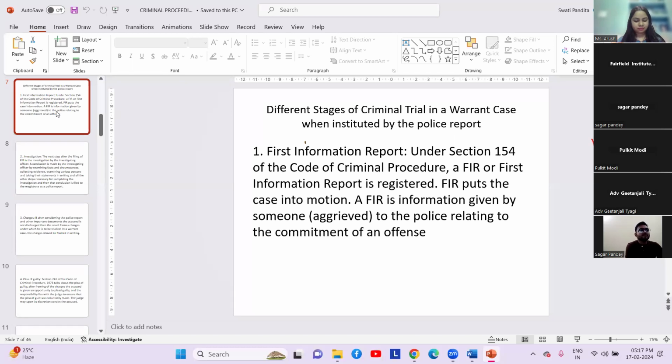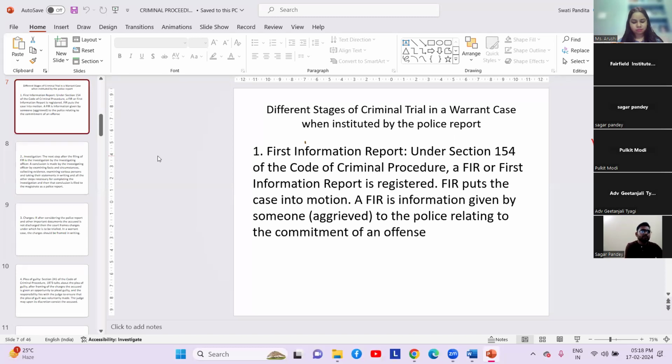So please focus. First information report, FIR. This is the first stage in a criminal trial. An FIR puts the case into motion. FIR is something given by the aggrieved person, the victim, to the police relating to the commission of an offense. Then the second stage: after getting the FIR, the police comes into action. The police starts to investigate.